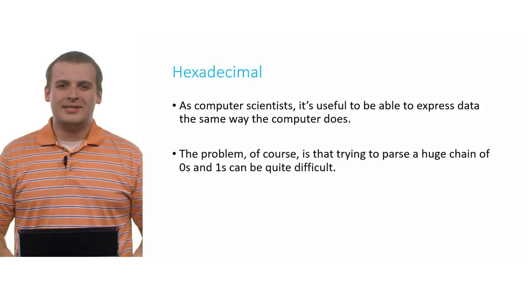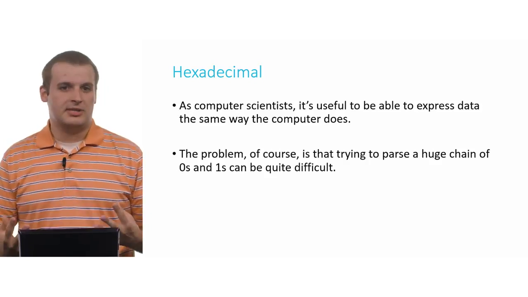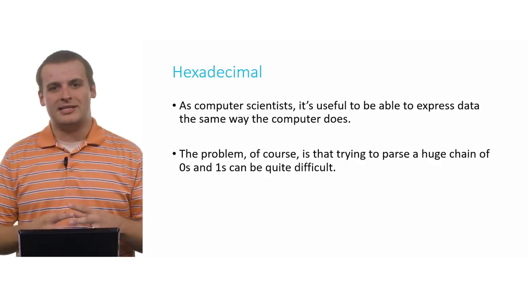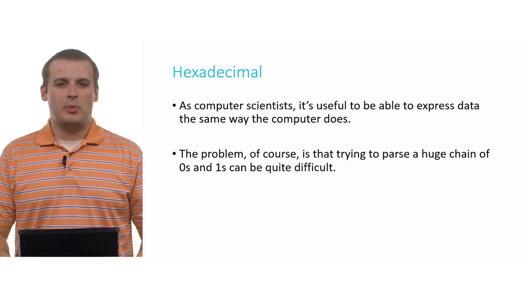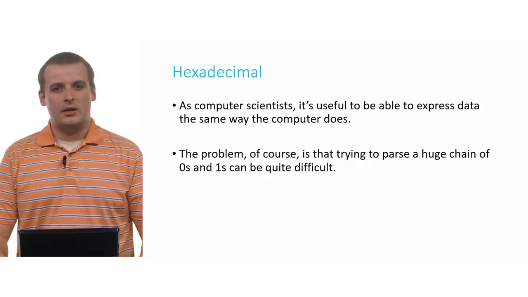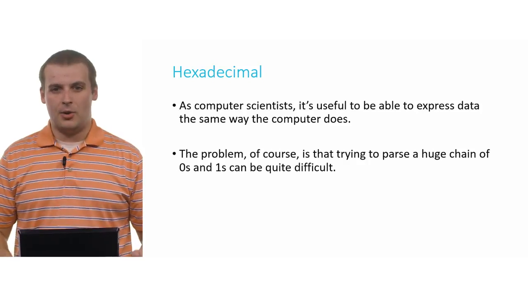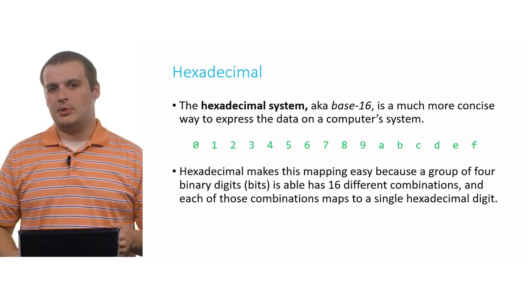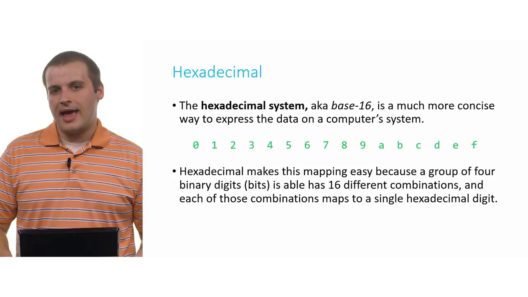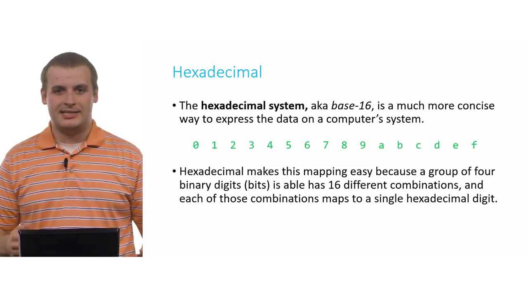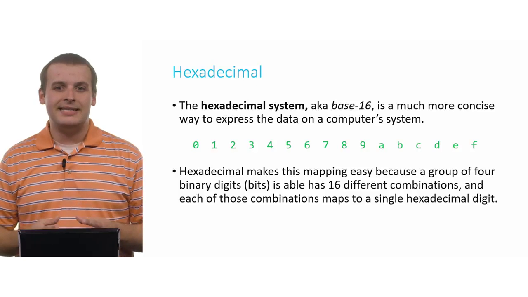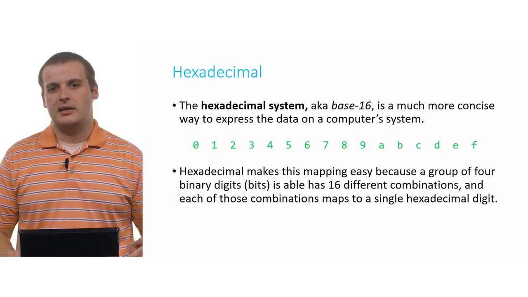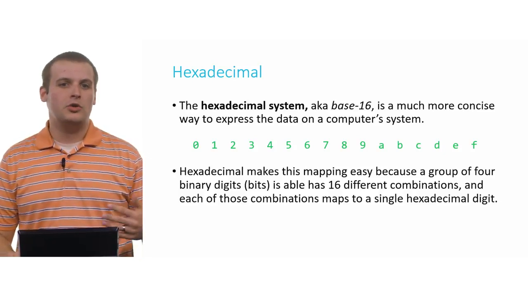Here's the thing, though. Especially if we're being computer scientists and we're doing a lot of programming and working with computers, we're going to be seeing a lot of binary numbers. And those zeros and ones in large chains can be very difficult to parse, right? We can't just look at a string of zeros and ones and necessarily know exactly what it is. But it's still useful to be able to express data in the same way that a computer does. And so we have this notion of the hexadecimal system, which is base 16 instead of base 10 or base 2, which means that we have 16 digits to work with instead of 10 or 2. And it's a much more concise way to express binary information on a computer system. It's much more human understandable.